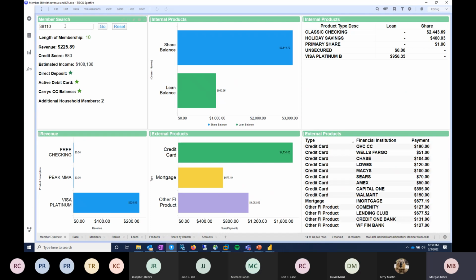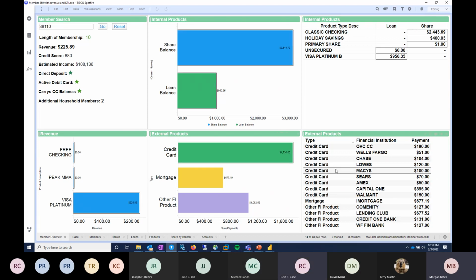So member walks into the branch, you type in their account number or SSN or something like that, right? And it comes up and tells you, okay, they've been a member for 10 years, their revenue's 225, their credit score's 880, their estimated income's 108,000, they have a direct deposit, so on and so forth. Here's their share and loan balance with you. Here's their specific products and the specific balances. Here's the revenue they generated over the last 6 months. And here's their external products.